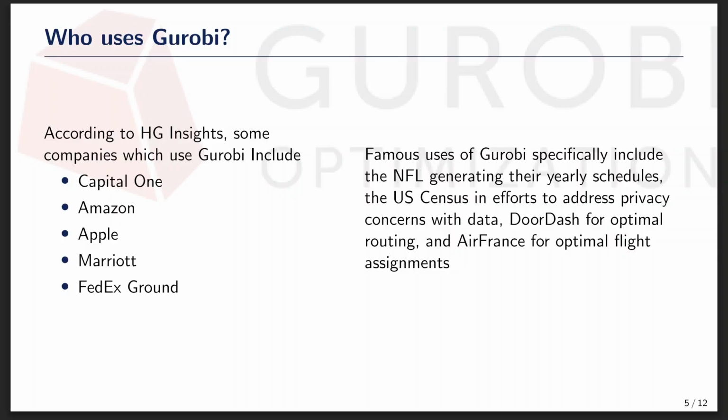And for specific examples of Gurobi being used in the real world, the NFL uses it to generate their entire schedule for the year, and the US Census started using it in order to mathematically ensure certain levels of privacy and anonymity within the data they release. DoorDash uses it along with some supplemental machine learning to improve their routing, and Air France uses it to find optimal flight assignments subject to the many constraints involved in flying hundreds of planes across the globe nonstop.